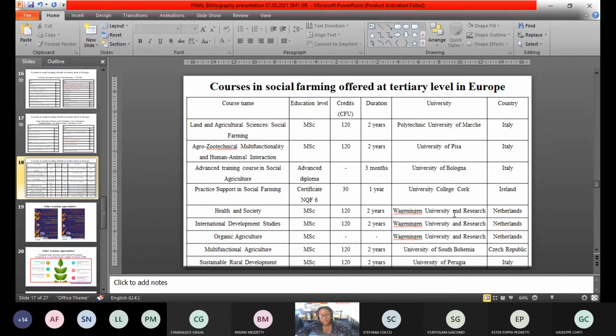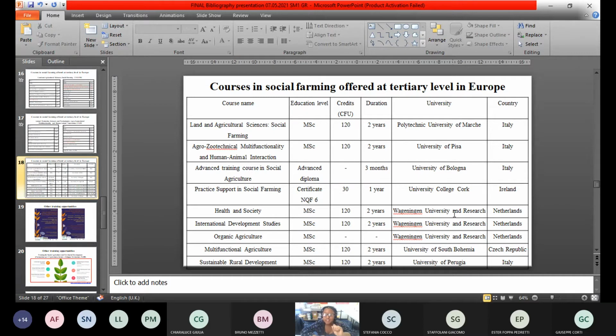Other courses offered at tertiary level in Europe include the advanced training in social agriculture, offered at the University of Bologna, which only takes a duration of 3 months. And there's the practice support in social farming offered by University College Cork in Ireland, as well as the health and society course from Wageningen University and Research. And there are 2 other additional courses from the same university, being international development studies, as well as organic agriculture.